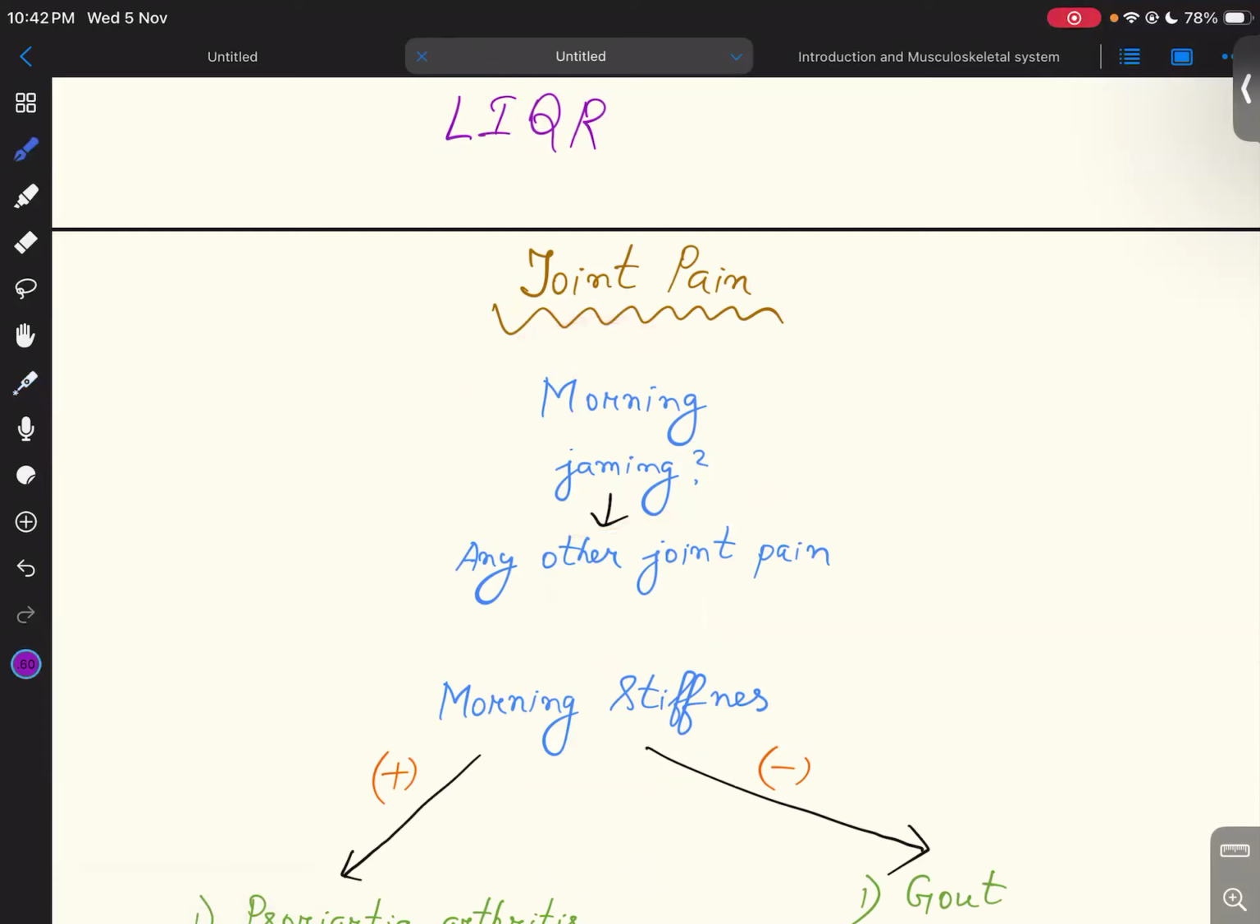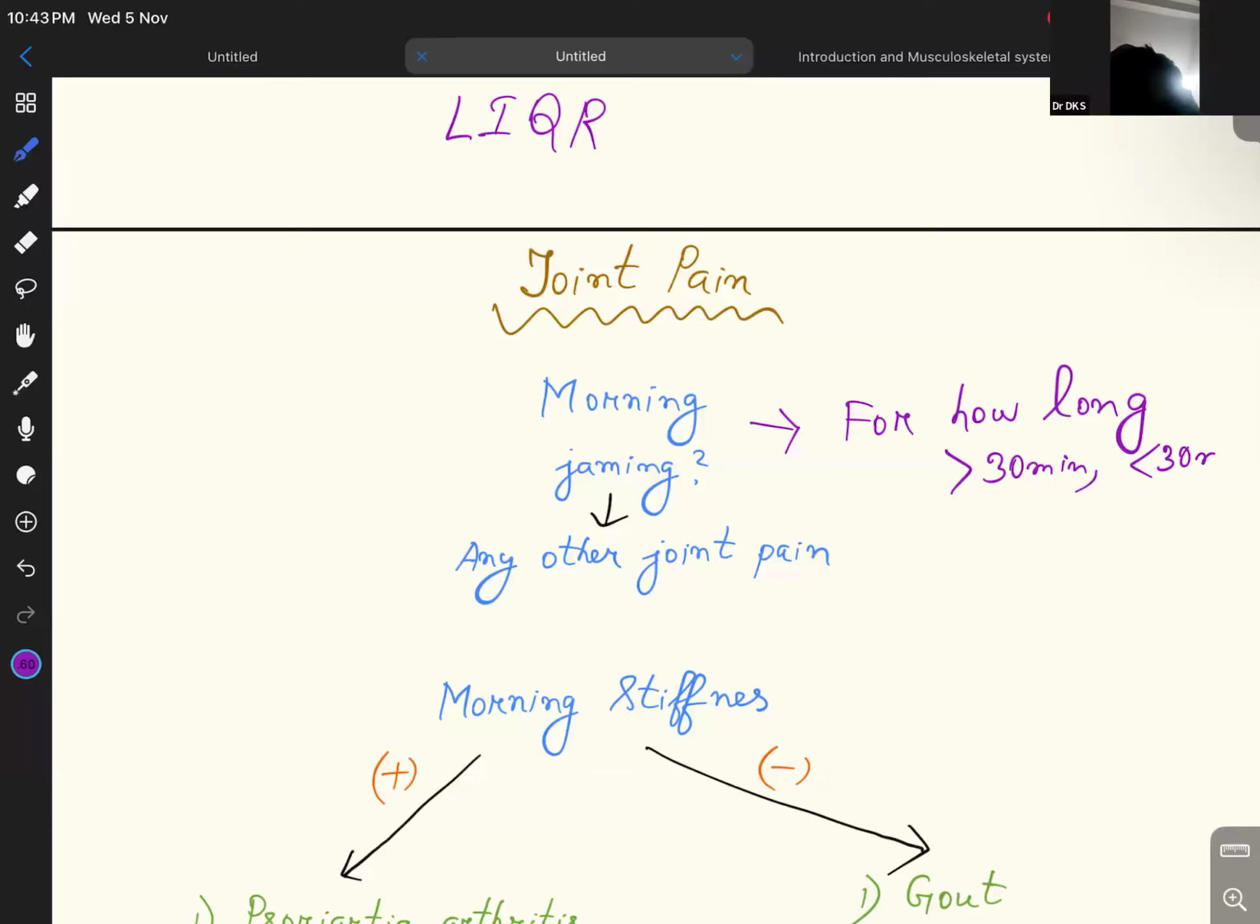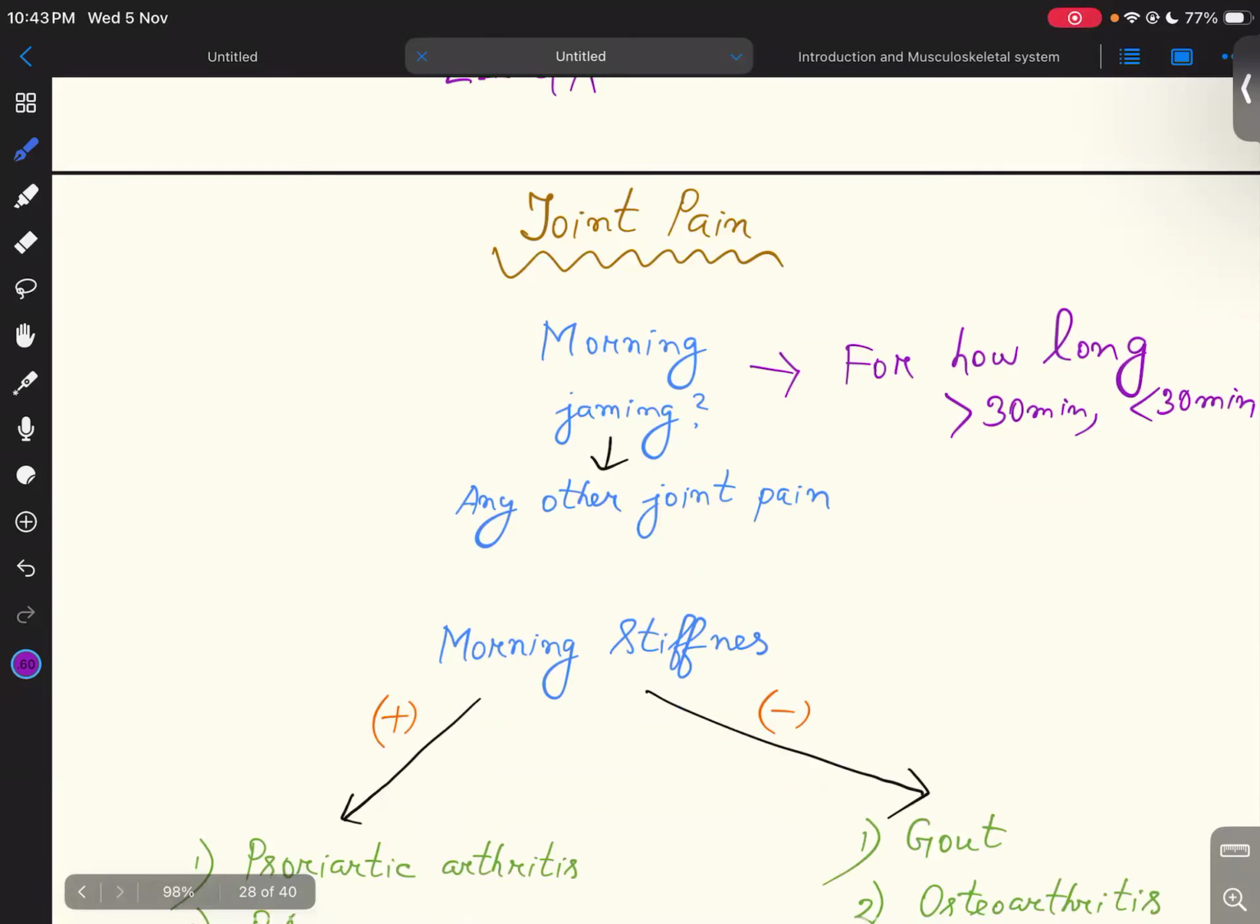If the patient replies, yes, I have morning jamming, the next question will be, for how long? We have to see whether it is more than 30 minutes or less than 30 minutes to identify inflammatory versus mechanical back pain. Then the next question will be any other joint pain. After asking these 2 questions, we can directly go to the differential diagnosis of joint pain.